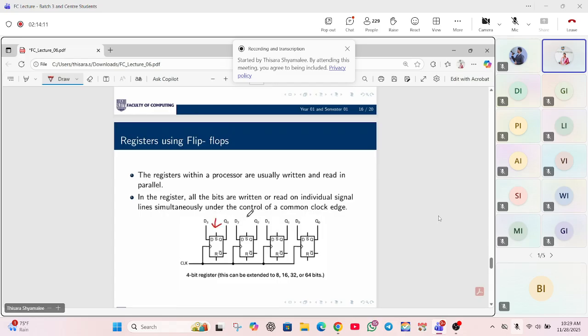When it comes to flip-flops, each stores 1 bit, a single bit. These are the four 1-bit flip-flops connected sequentially. The whole circuit we call a 4-bit register. This can be extended to 8, 16, 32 and 64 bits.